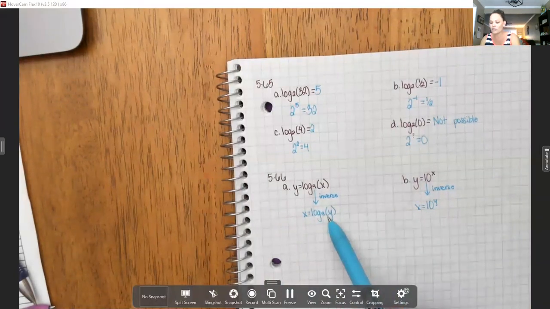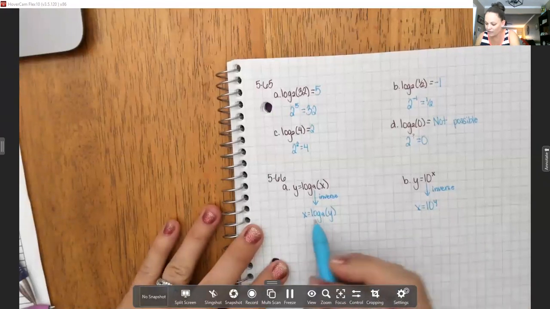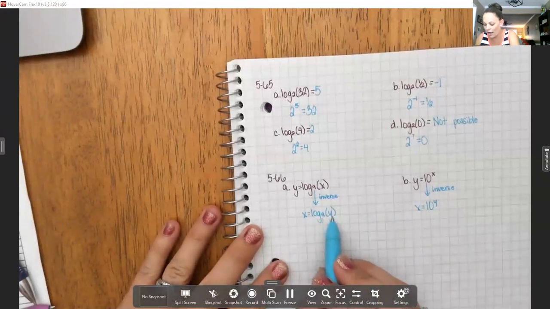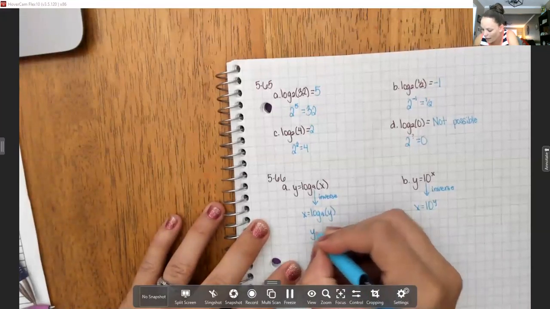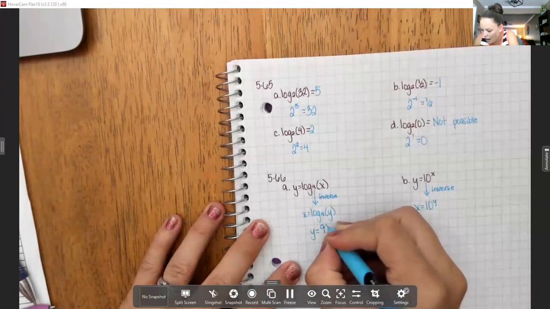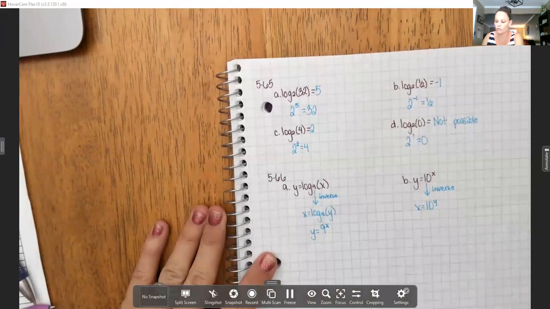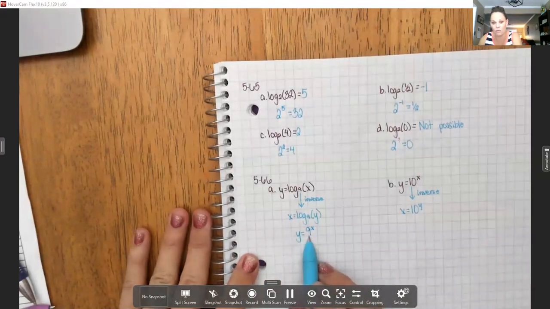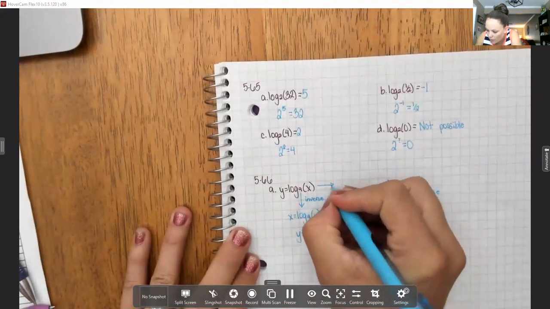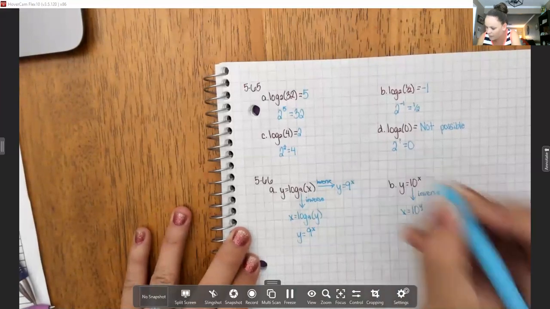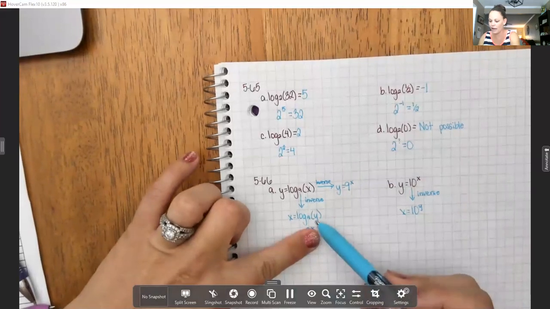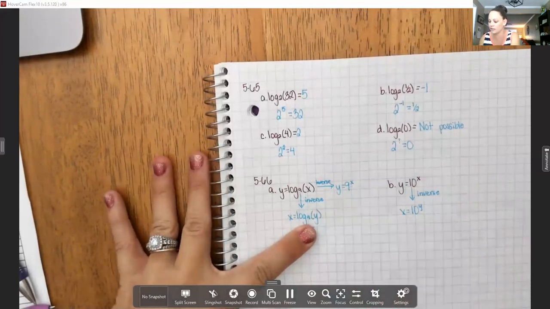So now is when we switch it. So if this is x equals log base 9 of y, that's equivalent to y equals 9 to the power of x. Right? The base on the log is the base of where you have the exponent. The number by itself is the exponent, and what you were taking the log of is now by itself. So the inverse is y equals 9 to the x. Again, we can write it this way, but if we want it in y equals form, it looks like this.